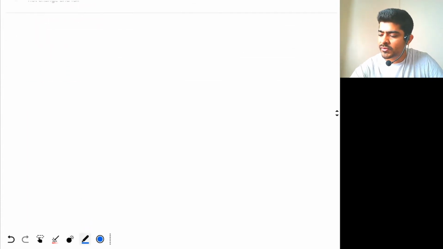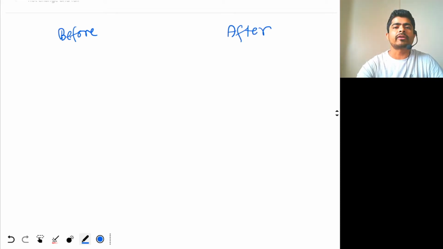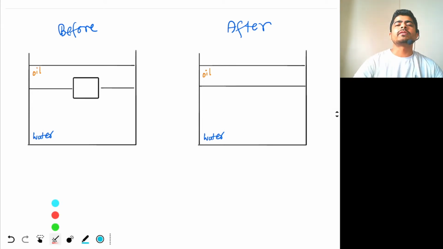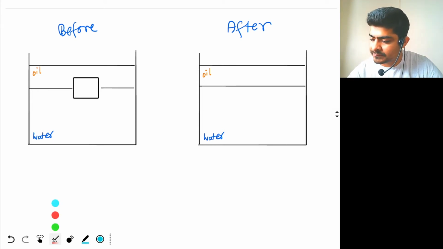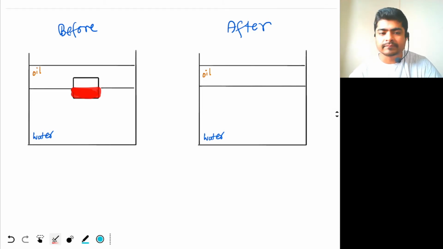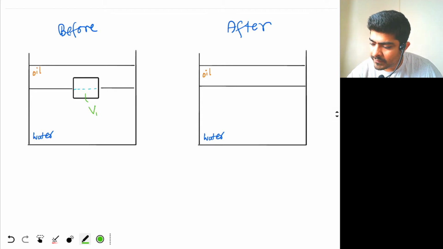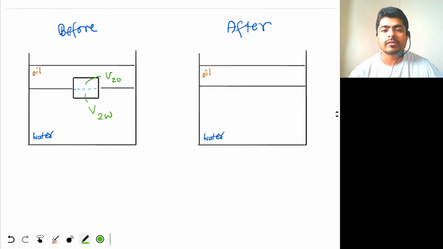So we discuss two cases: before case and after case. Okay. Now let's first observe the buoyancy of the ice. So how much ice is submerged over here? For that, let's just take a partition. Okay, sorry, we have ice as V2, right? So V2 in water and this is V2 in oil.